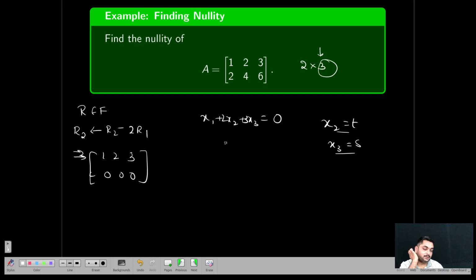That means you will have the solution x1, x2, x3. Which are the free variables? These two are the free variables. You need not solve it also. Free variables, 2 variables. So the nullity of this matrix, the dimension of the null space of A, will be equal to 2.